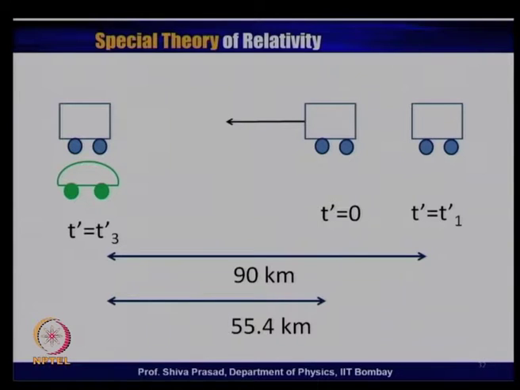So, this is the situation as far as the ambulance frame is concerned. At the first event, the distance of this particular train was 90 kilometers. At the time of the second event, t prime equal to 0, this distance was 55.4 kilometers. And at the third event, this distance was 0. So, I have calculated all the distances. Sometimes it becomes easy when we picturize the thing.